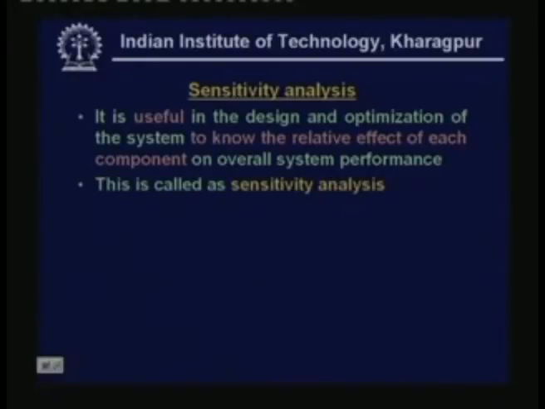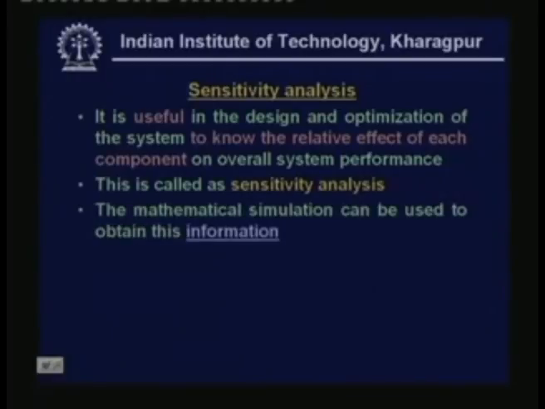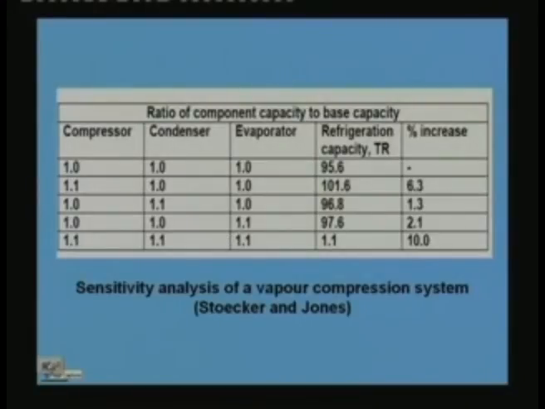This kind of analysis is called sensitivity analysis. The mathematical simulation can be used to obtain this information. I will give an example. This is taken from the book of Stoecker and Jones. This gives a sensitivity analysis of a vapor compression system at a fixed condenser, fixed evaporator and ambient temperatures.